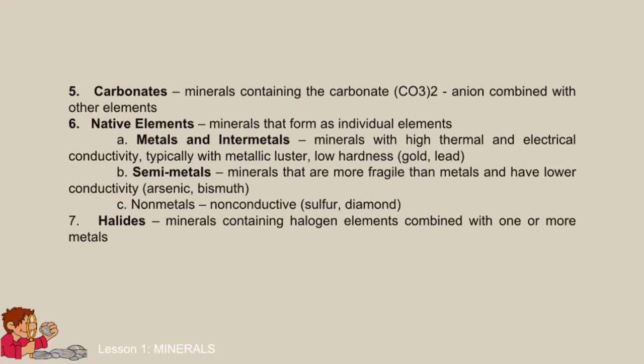Native elements are minerals that form as individual elements. We have metals and intermetals, minerals with high thermal and electrical conductivity, typically with metallic luster and low hardness. Semi-metals, minerals that are more fragile than metals and have lower conductivity. And non-metals, non-conductive, such as sulfur and diamond. Halides are minerals containing halogen elements combined with 1 or more metals.